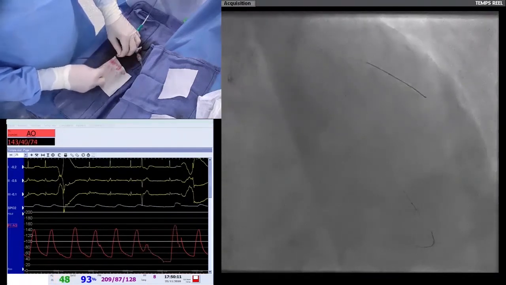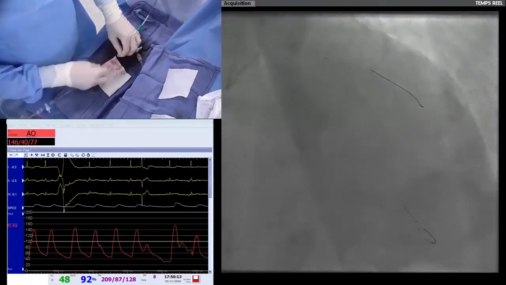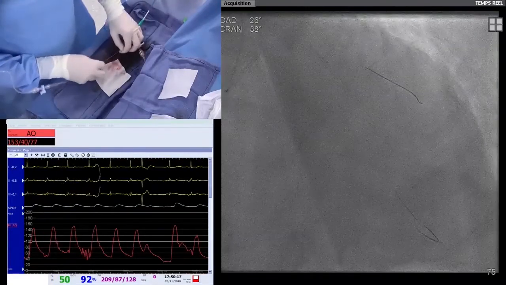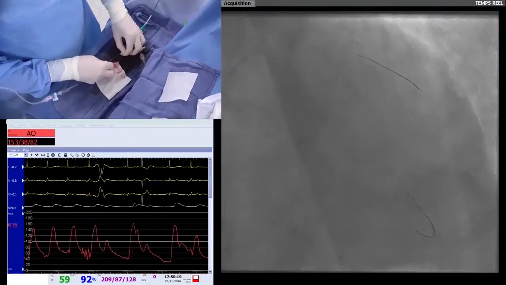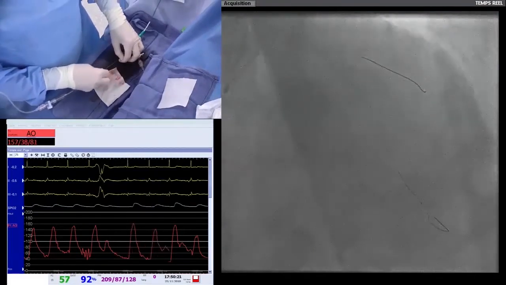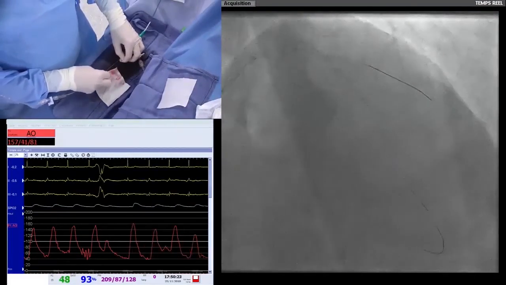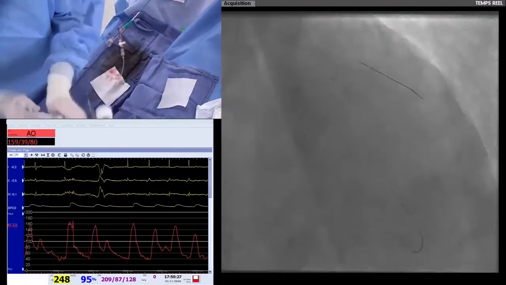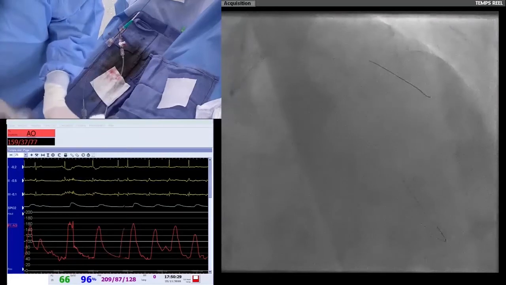There is no friction in the left wire hand. I think it's okay. Ballooning and stenting. With the non-compliant balloon, I will just try to advance it after inflation. I think we can. In this part, there is some friction. I will do another inflation to be sure.